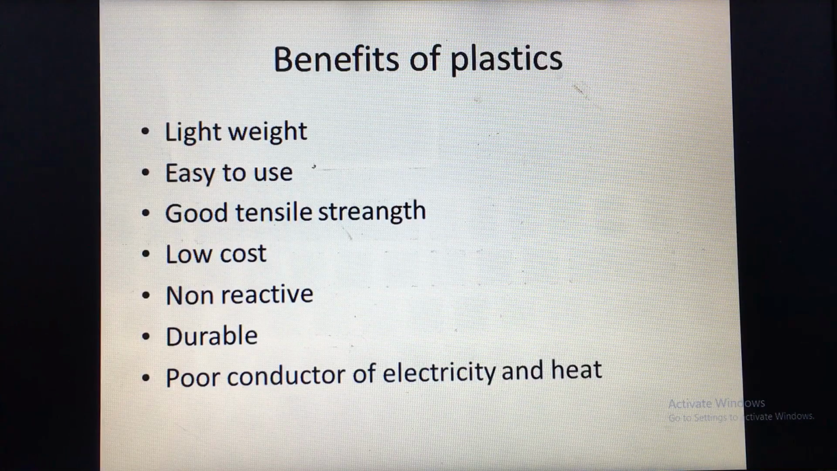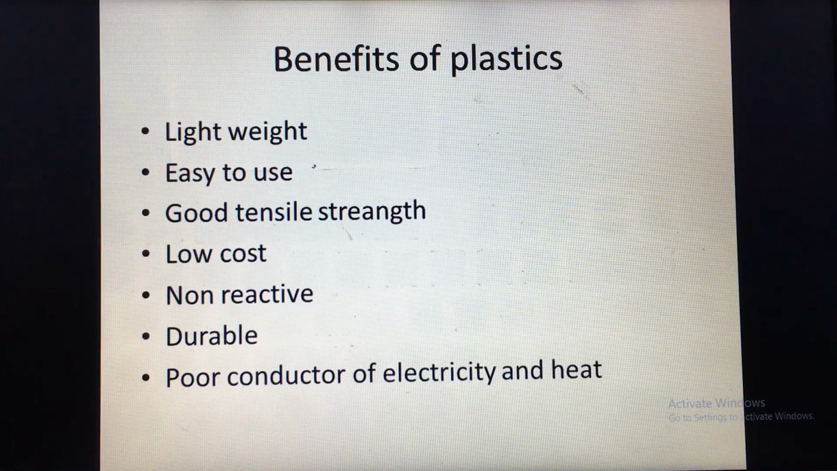Similarly, plastic is a poor conductor of electricity and heat, and therefore it is used for covering electric wires. We know that plastics are poor conductors of electricity, that's why we cover electrical wires with plastic. In cookware and microwave ovens we use plastic that is a poor conductor of heat.